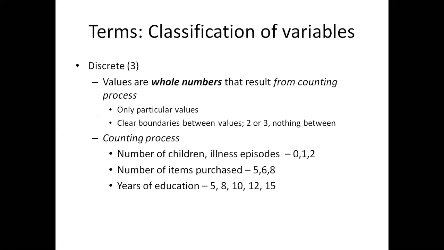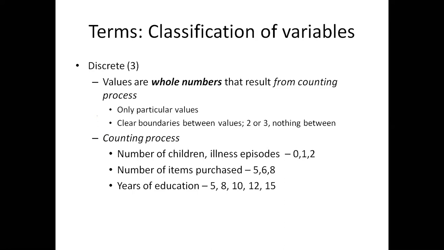What I mean by counting process is, if you have a measurement which results from counting, like if you're looking at the number of children in a household, or the number of previous illness episodes, then all of them involve counting, right? So the values that result from such a counting process are all whole numbers, and those whole numbers are considered as discrete variables.